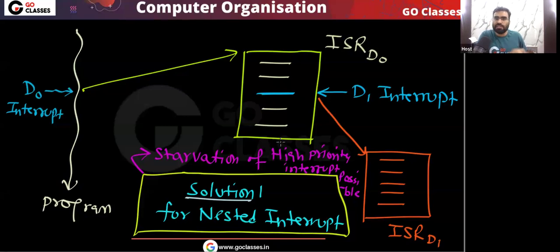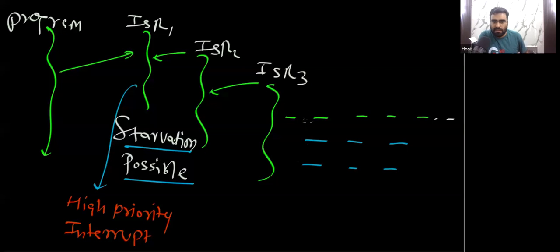Now what will the CPU do? That is the question. This is called a nested interrupt. Solution one is that the CPU will execute this ISR. But in this solution, the problem is that any level of nesting can happen. So starvation is possible for some interrupt service routines, because we have no idea when this interrupt service routine will complete. So this is the problem with solution one.